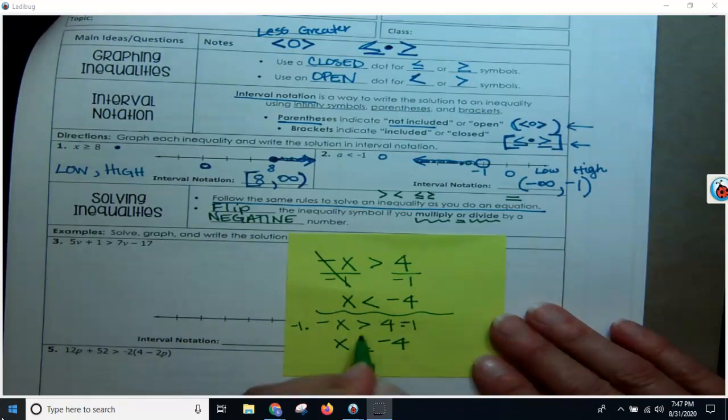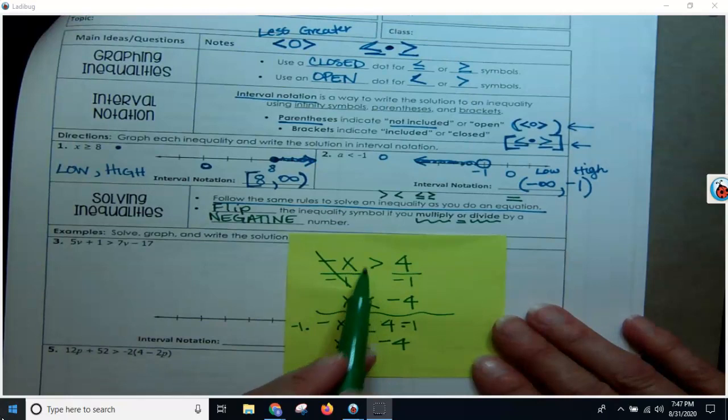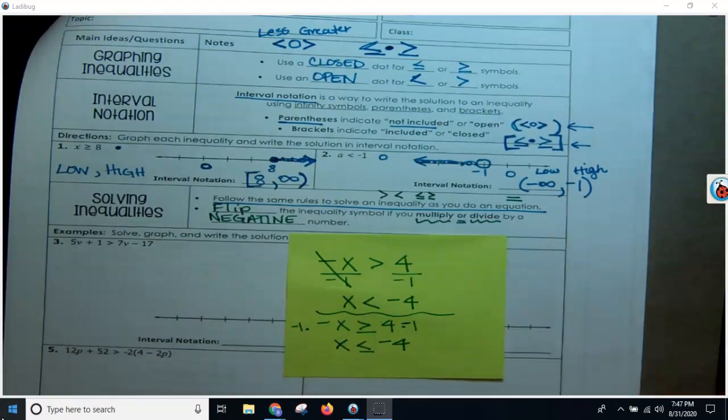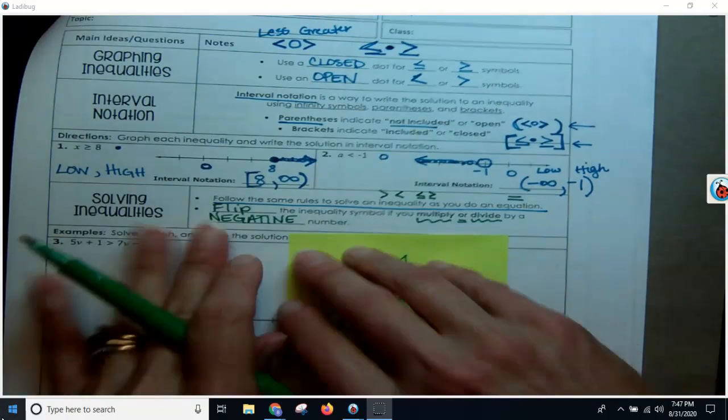And this works whether it's less than or greater than, less than or equal to, greater than or equal to. Any type of signs, you just flip it. All right, moving on. So let's solve some of these.